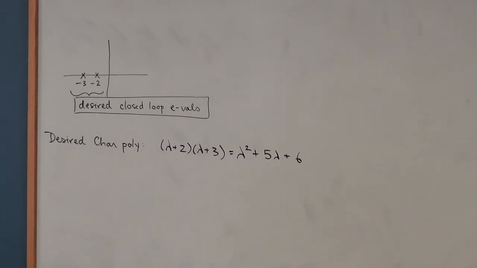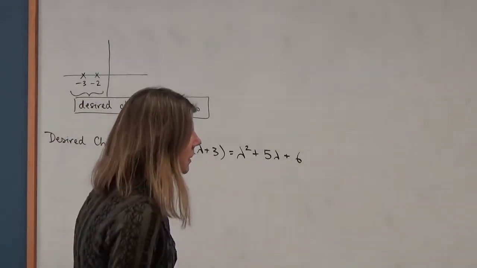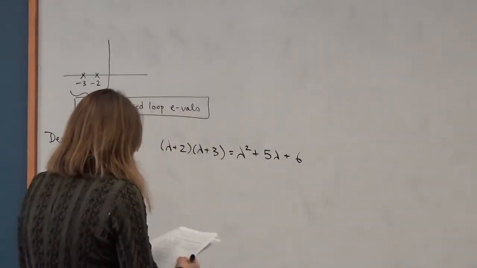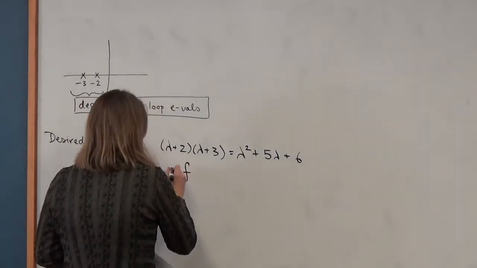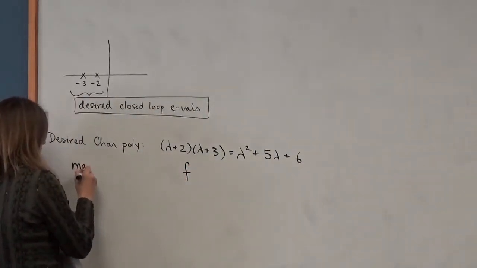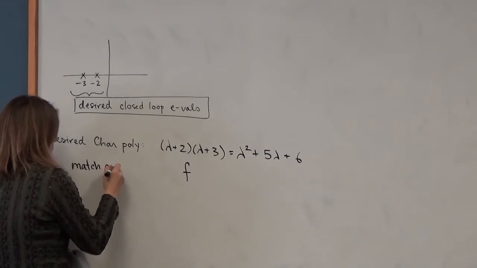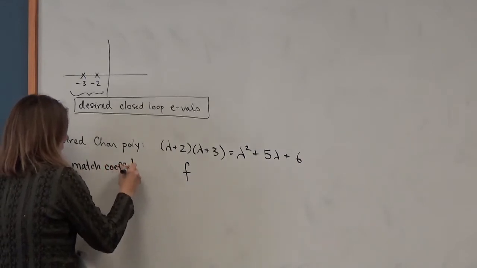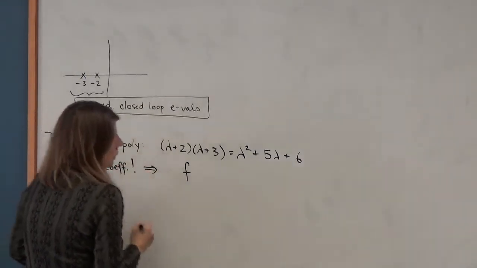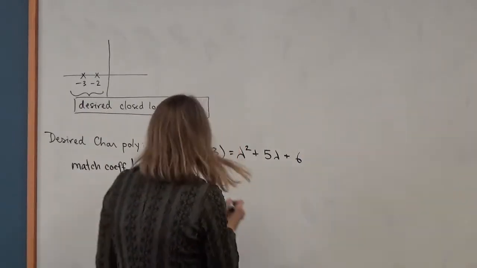So what do we do? Match them, right? That's why it's called pole placement. You just have to match the coefficients of the polynomials. Match coefficients of desired and actual. So this gives F2 plus 3 is equal to 5.